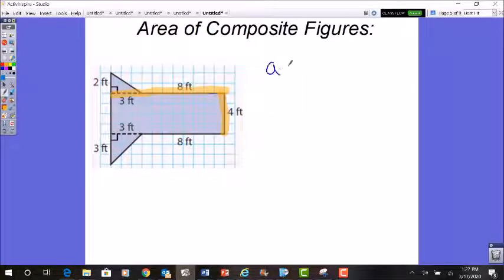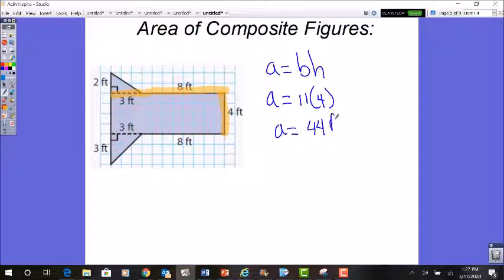Alright, so I'm going to do area is base times height. So the area of the rectangle would be 8 and 3 is 11, 11 times 4. So that would be an area of 44 feet squared. Okay, so I'm going to label that inside here.